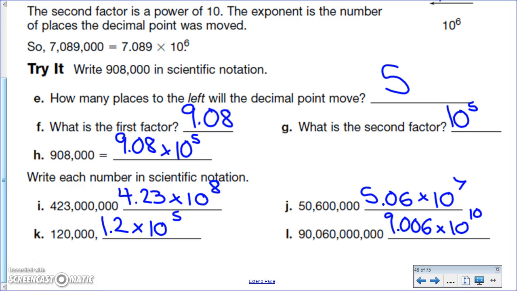All right, please make sure you have everything on here copied down and glued in your math notebook. And then please watch the next video, which is going to review multiplication and division of decimals.